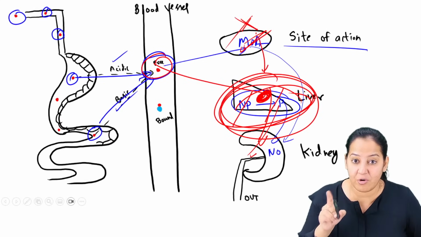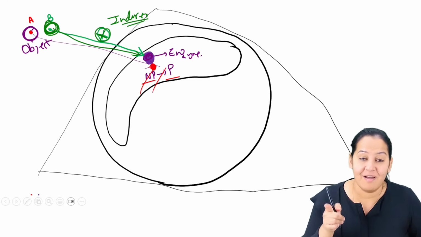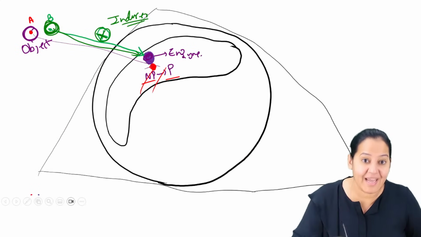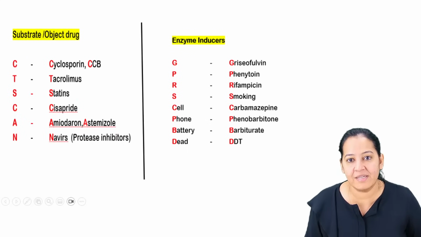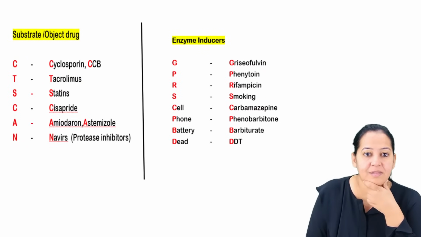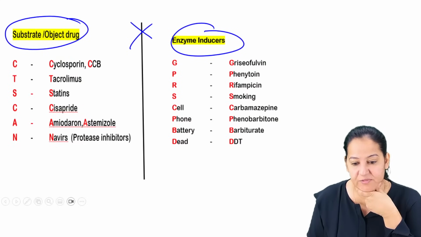If you are giving these two drugs together, being a doctor, you should never give these drugs together. One is target and one is inducer. You got my point? Here B is an inducer drug, A is object. This is a deadly combination. Say yes if you got it. So you will say, ma'am, what is the list of that drug? Being a doctor, you should know that. This is your object drug. Never give it with these, which are enzyme inducers.